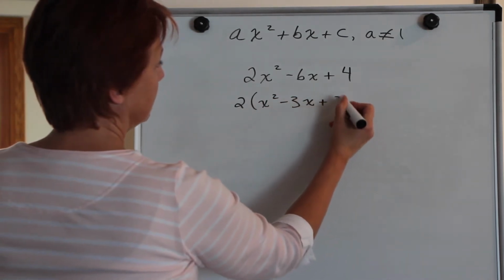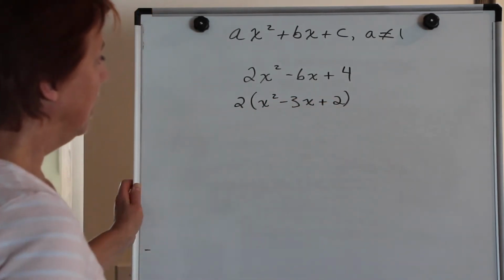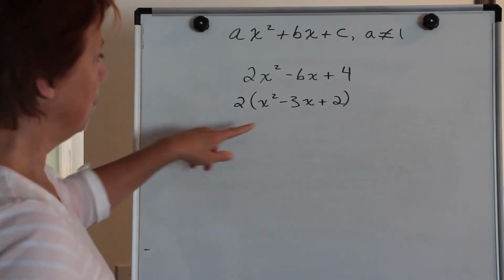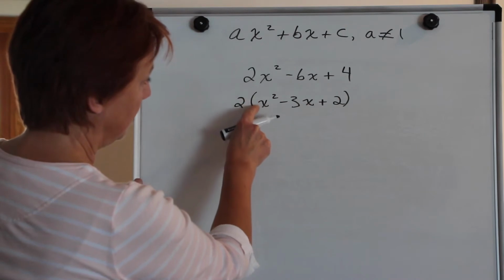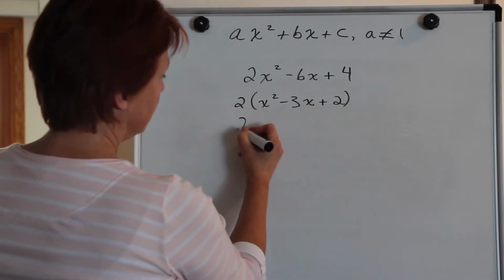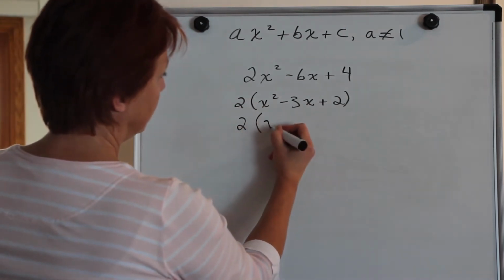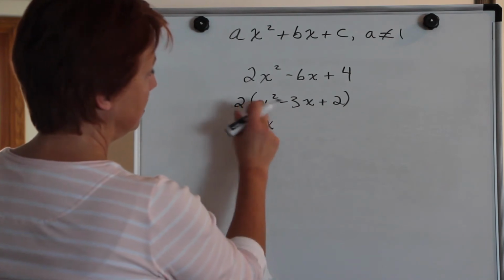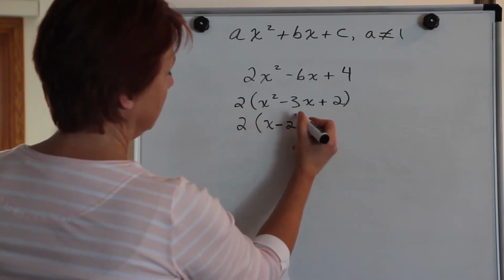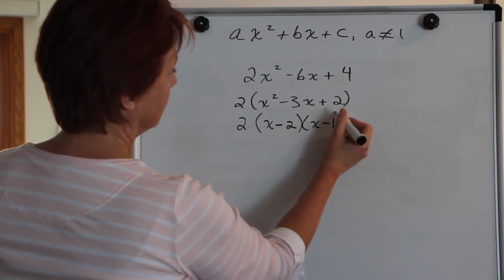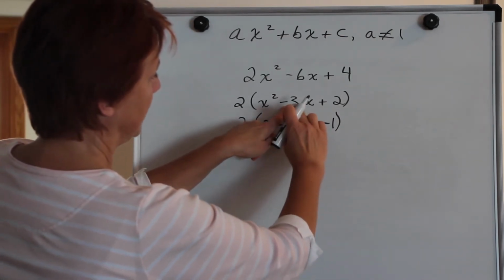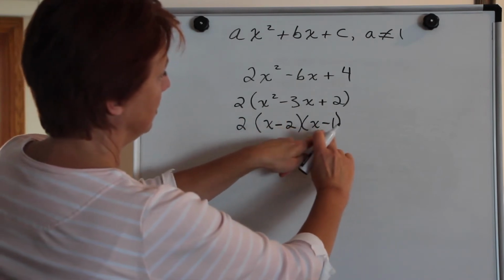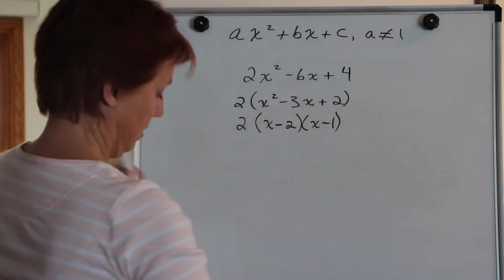Well, we get this, don't we? And now it's of the form where a is equal to 1. Because a now is this number right here, which is 1. This 2 is going to come along for the ride, and as we've seen in previous videos, when a is 1, we're going to go directly to our 2 brackets. Okay? Negative 2 minus 1 is minus 3, and negative 2 times negative 1 is 2.